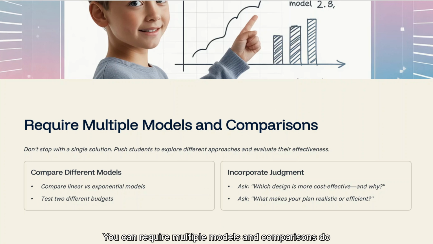You can require multiple models and comparisons. Do not stop with a single solution. Push students to compare linear versus exponential models, test two different budgets, create two graphs showing different assumptions, and analyze how small changes in one variable affect the outcome, and prompt to ask the AI to explain the pros and the cons of each model, then critique that explanation. Now they're not just solving, they're thinking like analysts.